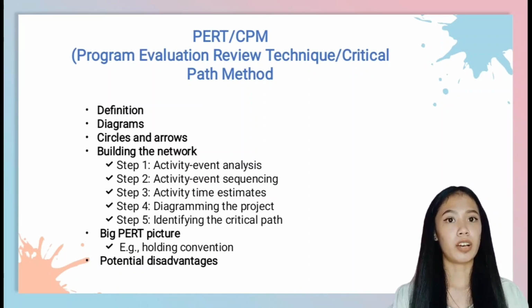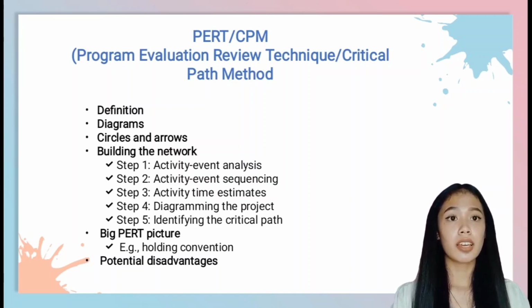PERT network allows an analysis of all activities, which tell whether the project will be complete within the budget. PERT displays the critical path, which identifies activities that cannot be delayed under any condition.